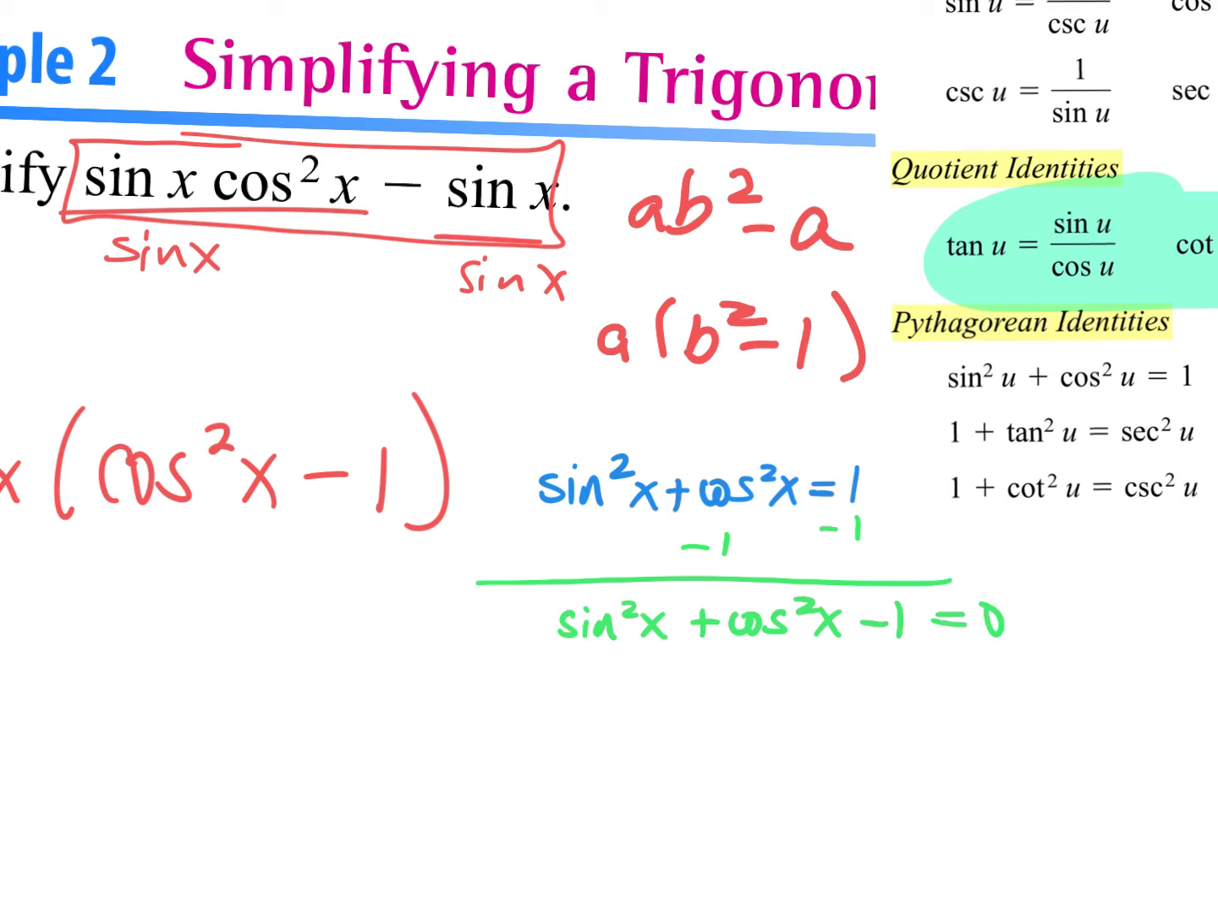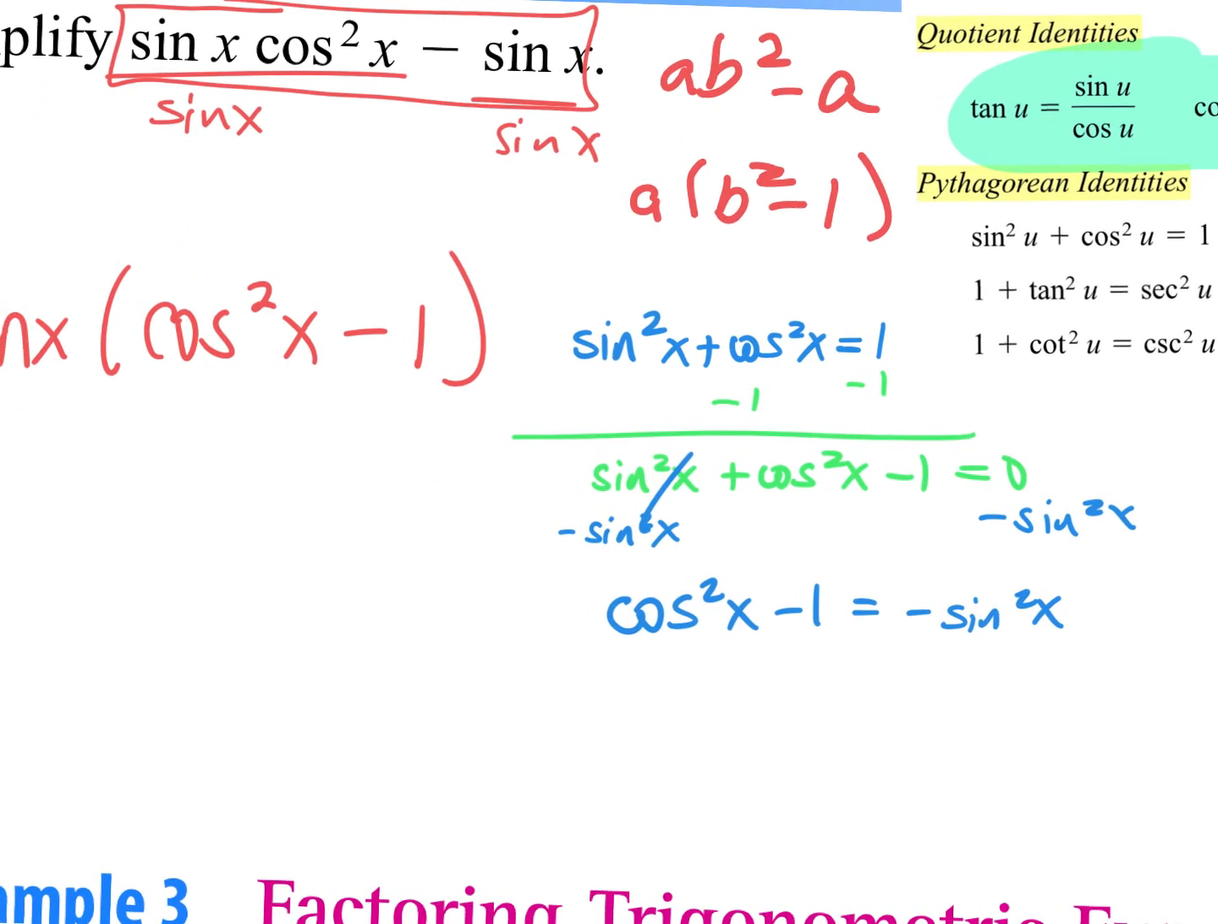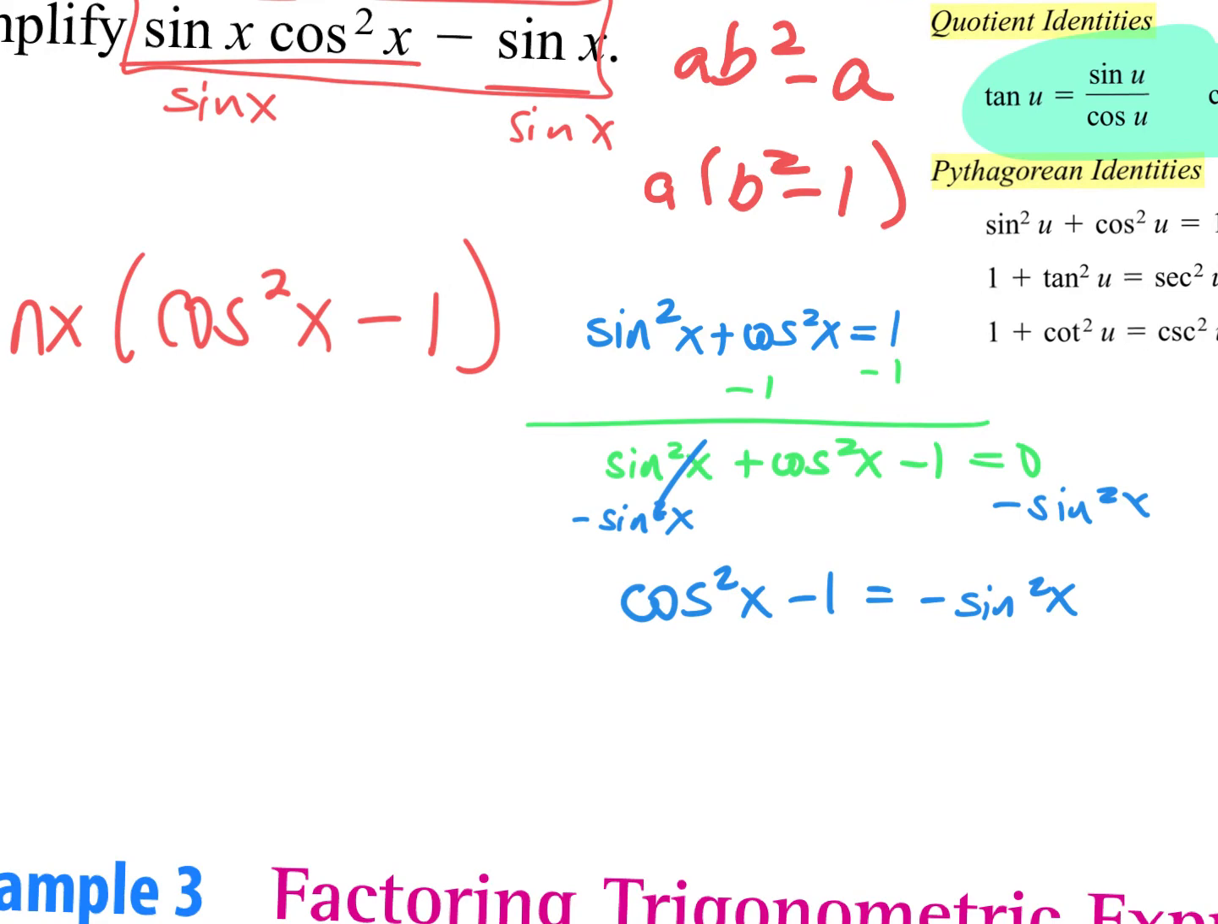Okay, I wanted to just say cosine squared x minus 1 equals something. So what would I do with the sine squared x? Not divide. How would I move that positive sine squared x to the other side? I can subtract it. Yep. Minus sine squared x, minus sine squared x. So I have cosine squared x minus 1 equals negative sine squared x. Agreed? So right here, this cosine squared x minus 1, I can replace it with what?